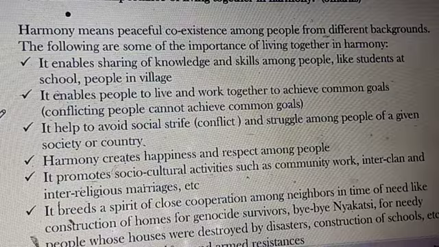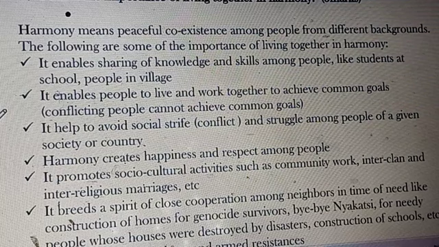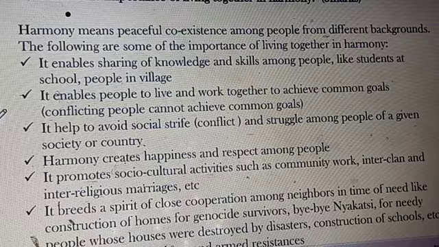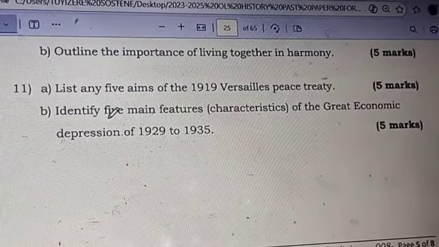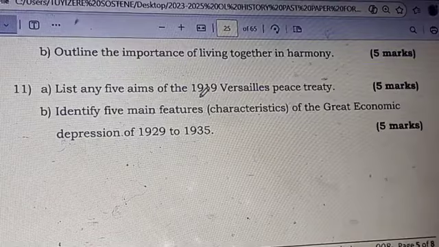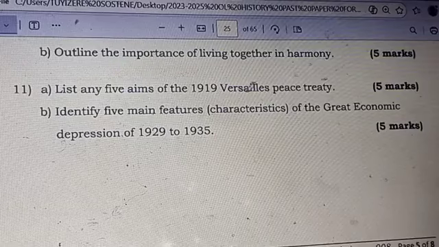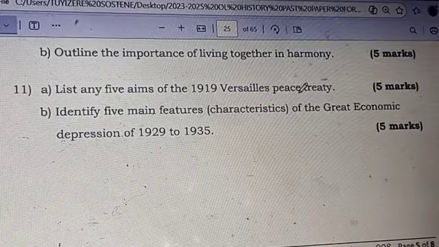Next, it helps to avoid social strife and struggle among people of a given society or country. Next, harmony creates happiness and respect among people. It promotes social cultural activities such as community work, interclan and interreligious marriage, and so on. Let's continue to question 11a. List any five aims of the 1919 Versailles Peace Treaty.